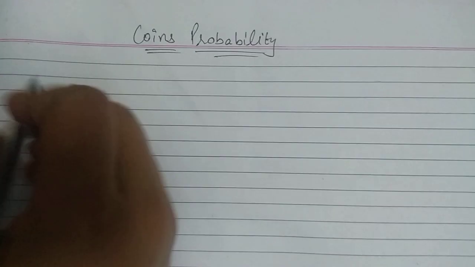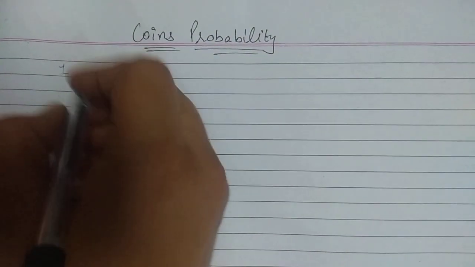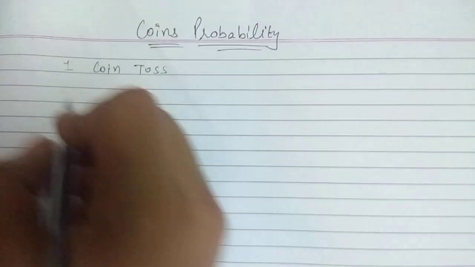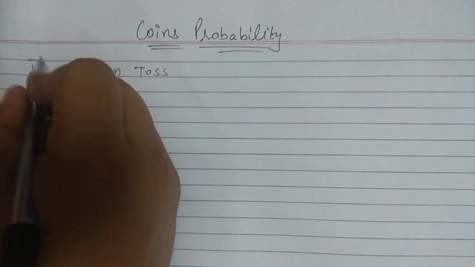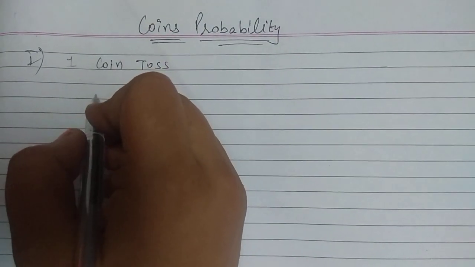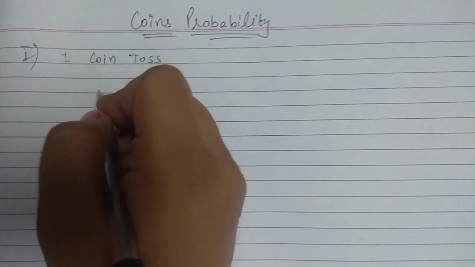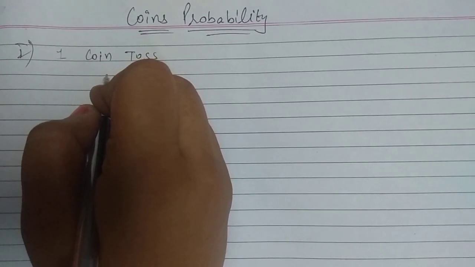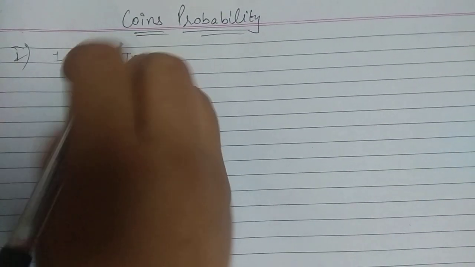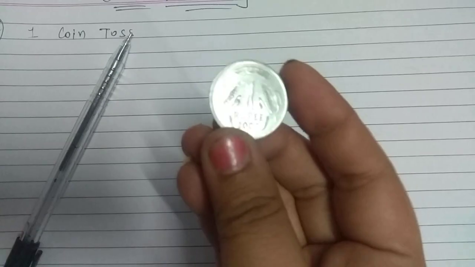If I toss one coin, the first question is: when one coin is tossed, what are the possibilities that head comes or tail comes? I will show you through a coin only, through a 1 rupee coin. Here's a 1 rupee coin.